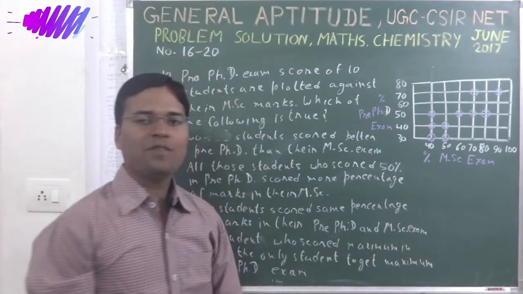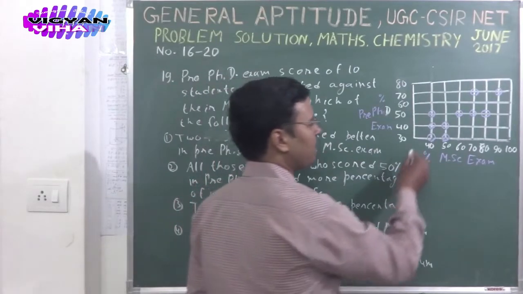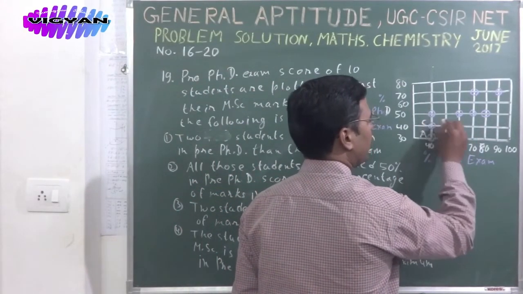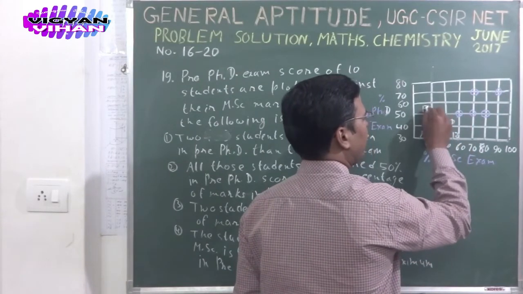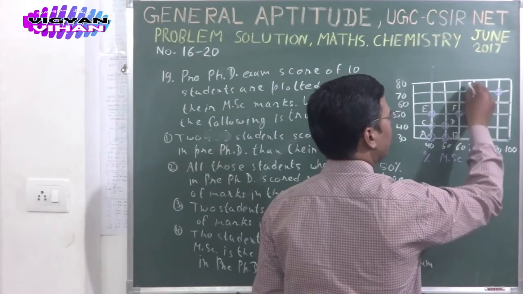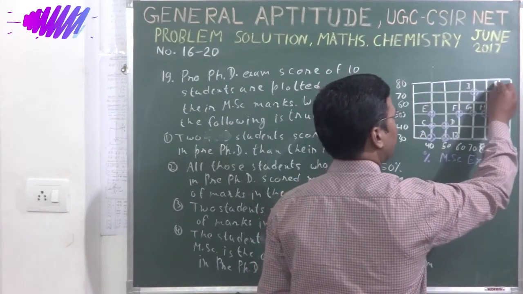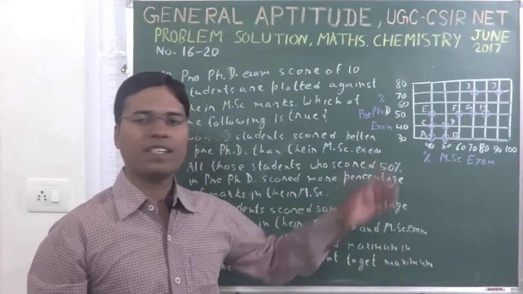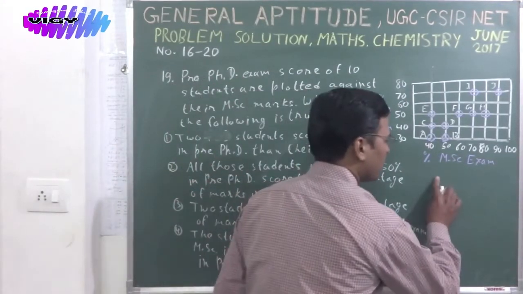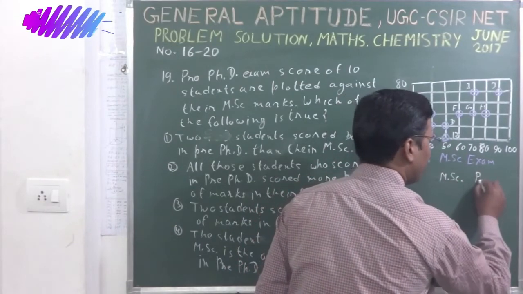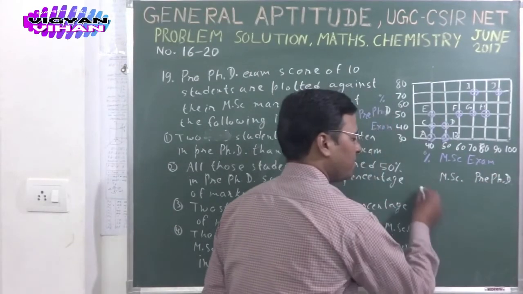So first we give them some names: A, B, C, D, E, F, G, H, I, and then J. So these are the 10 students. Write here the MSc marks and pre-PhD marks for the same students.